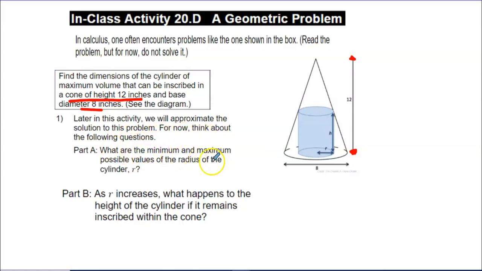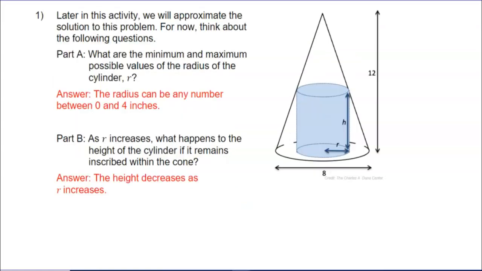What are the minimum and maximum possible values of the radius of the cylinder R? As R increases, what happens to the height of the cylinder if it remains inscribed within the cone? I want you to think about this problem, proffer a solution, and we will take it together. Pause your video and do this and come back to look at it. Now let's think about a few solutions or what we can see.